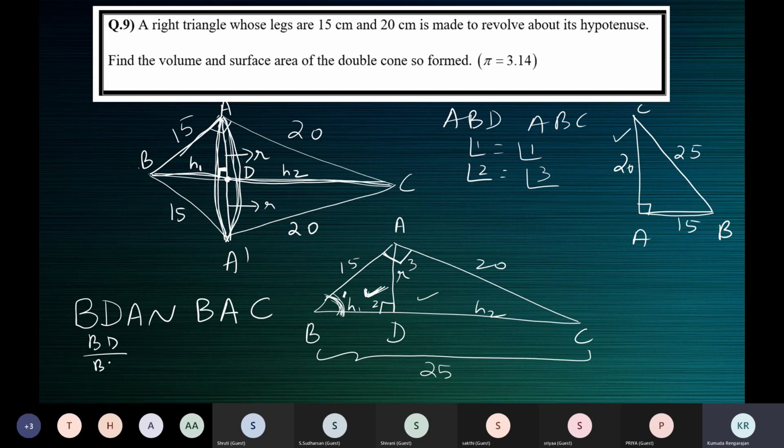BD by BA is equal to DA by AC is equal to BA by BC. Reason: in similar triangles, corresponding sides are proportional. Please write down, children. We have proved that two triangles are similar. And in similar triangles, corresponding sides are proportional.